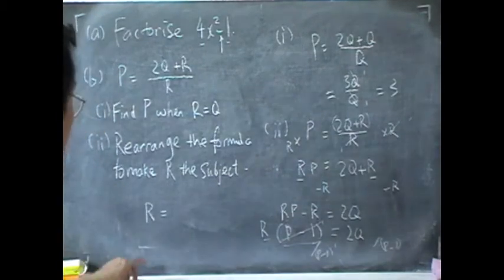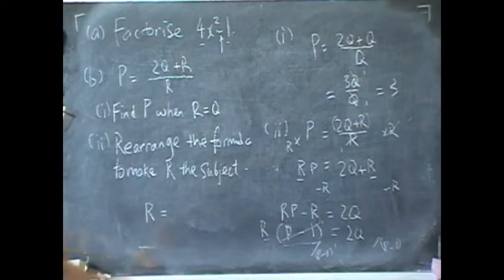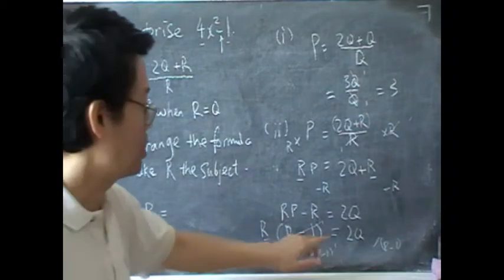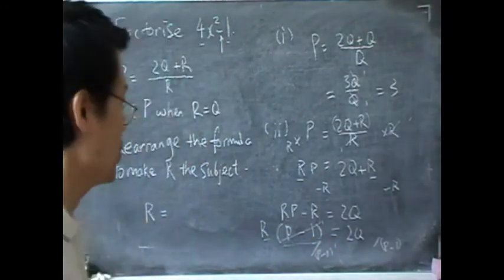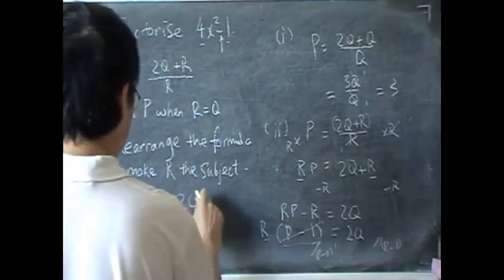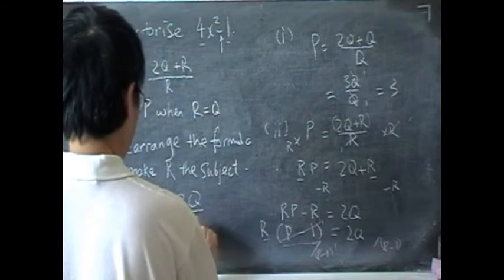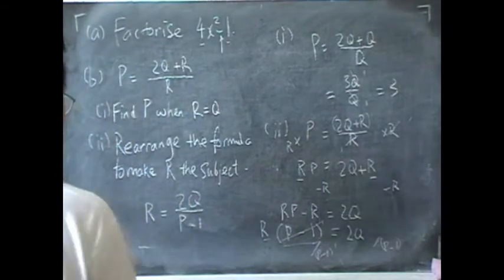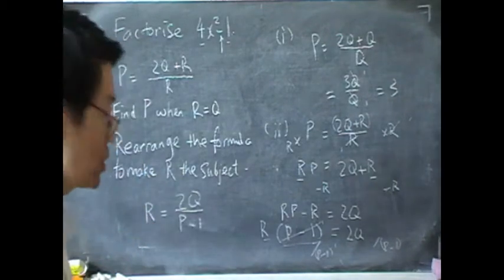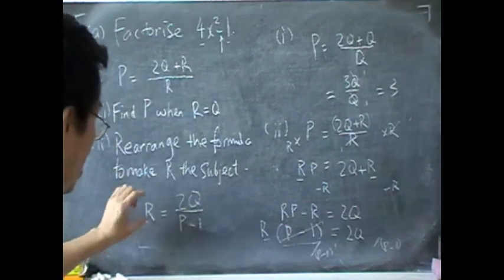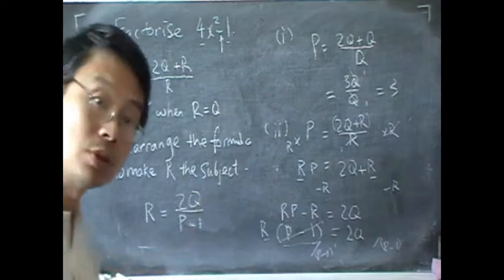Write it over there. So I have just R on the left side now, and on the right side I have 2Q over P minus 1. And that's the answer. I have R as the subject now, because on the left side I only have R, and on the right side there is no R.